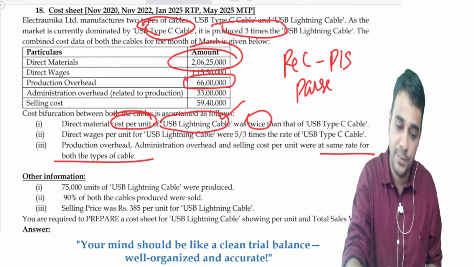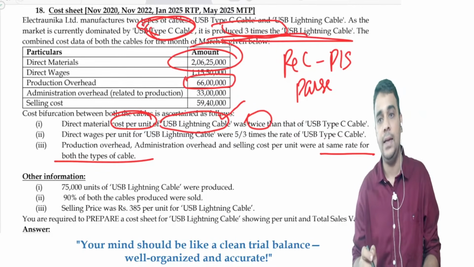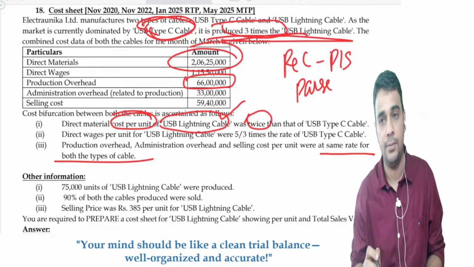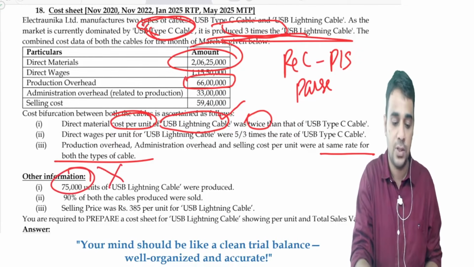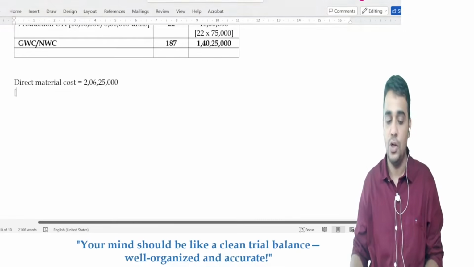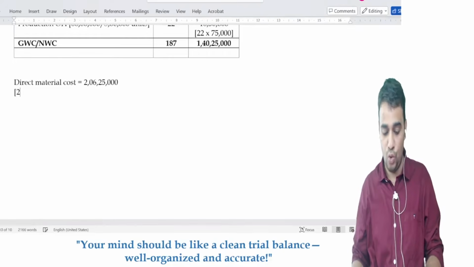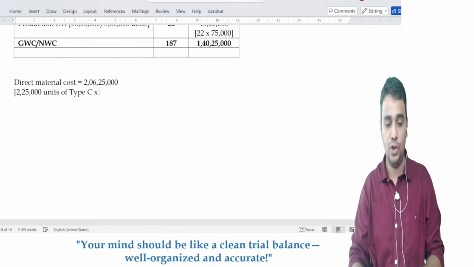What is the production of type C cable? 3 times that of the lightning cable. What is the production of the lightning cable? 75,000. 3 times that is how much? 2 lakh 25,000. So what is this material cost? 2 lakh 25,000 units of type C into its cost.